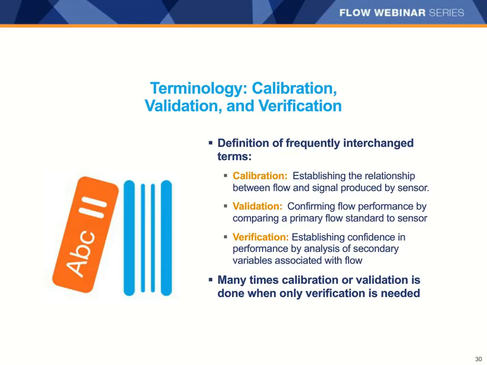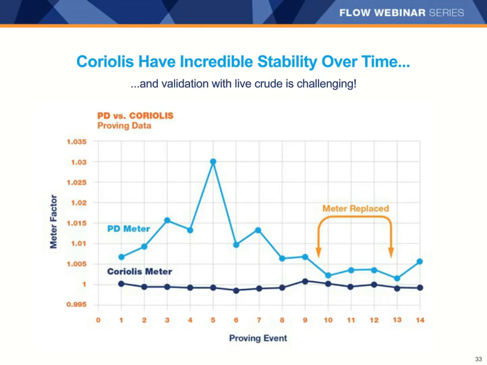That's interesting. Certainly, things can change within a quarter, so verification could give you that further insight between those quarterly provings. Certainly, Coriolis meters have incredible stability over time. With no wearing parts and performance immunity to changes in viscosity, density, and temperature, proving a Coriolis can sometimes be burdensome and costly when you already know the answer, that the Coriolis is very, very stable.